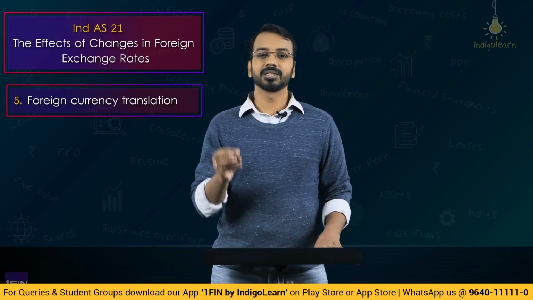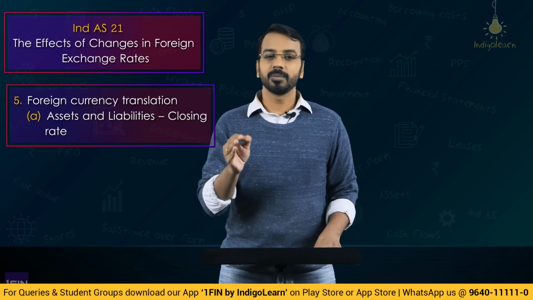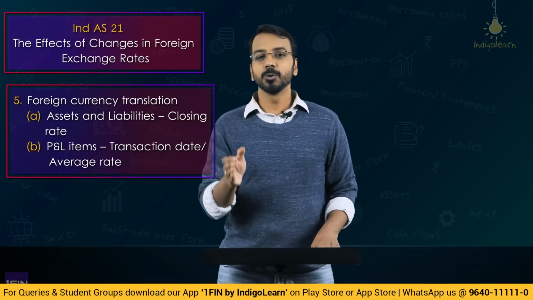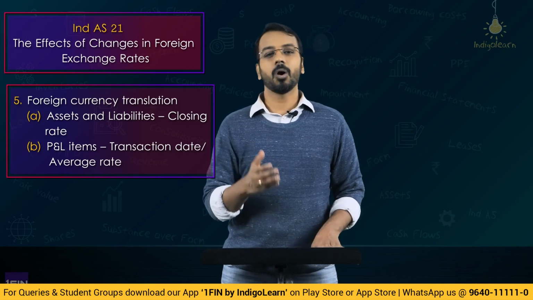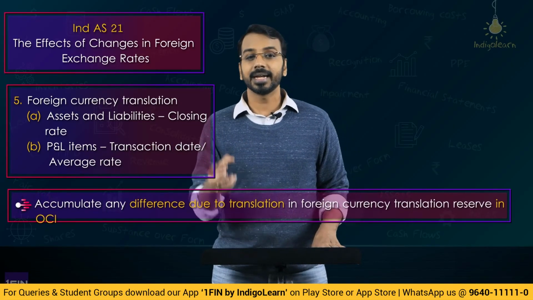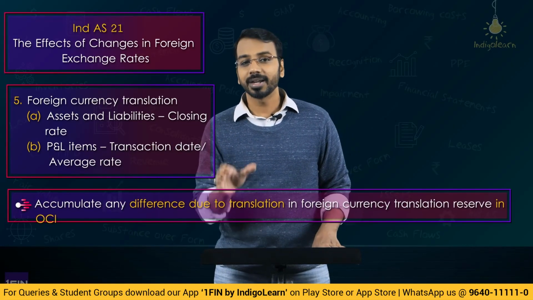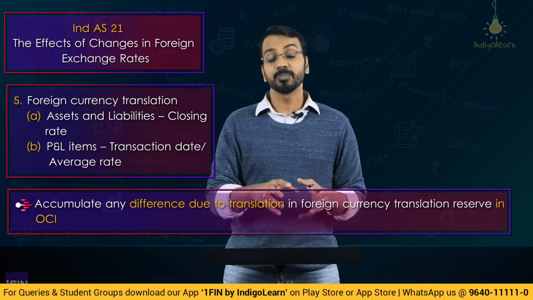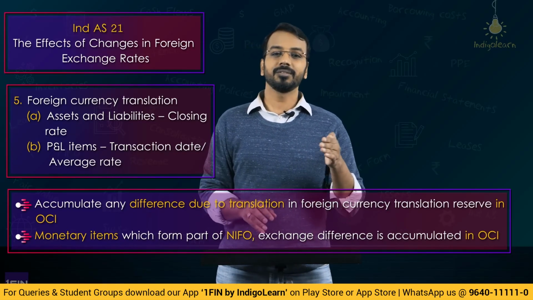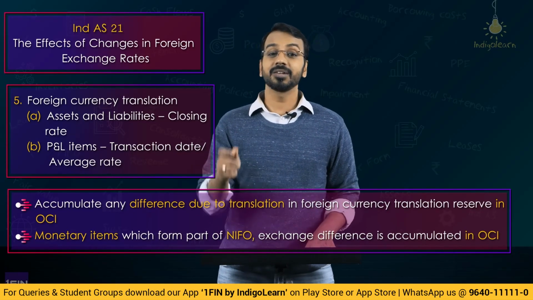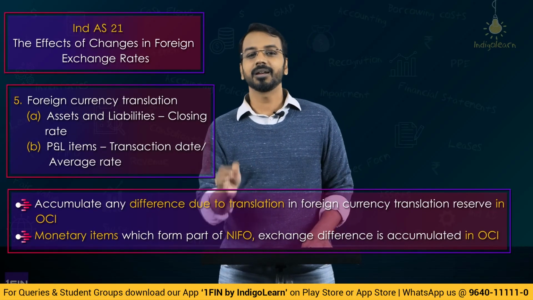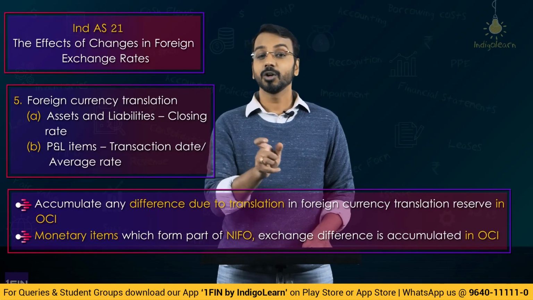Now, whenever there is a translation, the principle is assets and liabilities will be valued using the closing rate, and P&L items will be valued using the rate on date of transaction or an average rate. Any difference arising because of this translation will be accumulated in OCI as a part of foreign currency translation reserve. Now, if there are monetary items which form part of net investment in foreign operation, then the exchange differences arising out of them will not be taken to P&L. They will also be accumulated under foreign currency translation reserve under OCI, right?